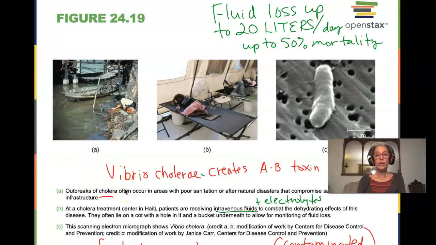Images of cholera. Cholera can cause fluid losses up to 20 liters per day. And you think, well, I don't have 20 liters of fluid. Yeah, exactly. You keep replacing it and it keeps exiting. And it does have up to a 50% mortality if the water and electrolytes cannot be maintained inside the patient. It secretes a toxin that causes chloride ion loss, and when the chloride leaves, so does the water.